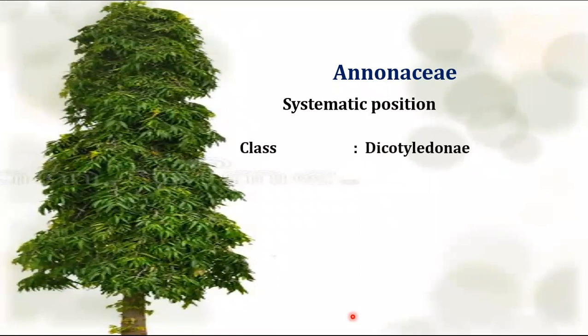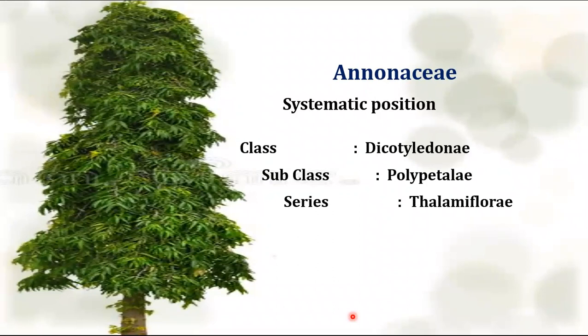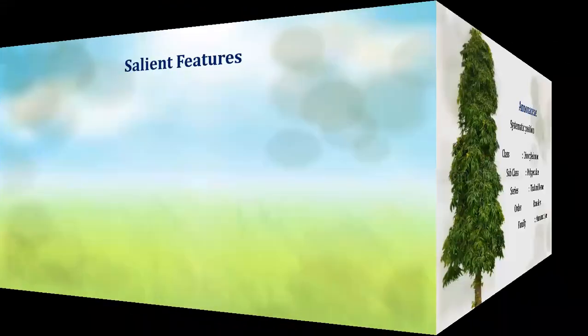The class is dicotyledon because of the formation of two cotyledons. Subclass is polypetalae, petals are free, that's why polypetalae. Series is thalamiflorae, the thalamus is conical in shape, that's why thalamiflorae. Order is Ranales because the gynoecium is apocarpous, and the family is Annonaceae. This is the systematic position of the Annonaceae family.